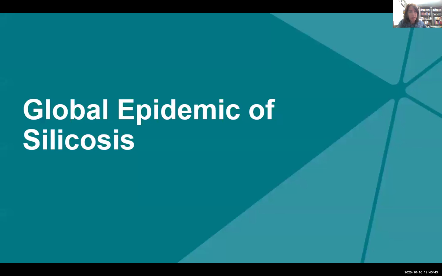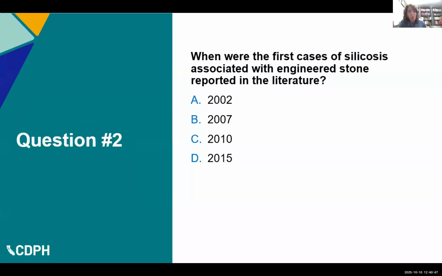Let's talk a little bit about the global epidemic. Another question here. When were the first cases of silicosis associated with engineered stone reported in the medical literature? Was it 2002, 2007, 2010, or 2015?